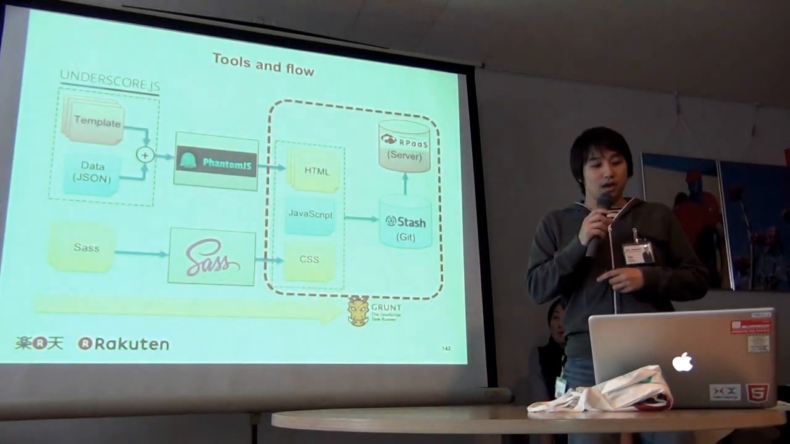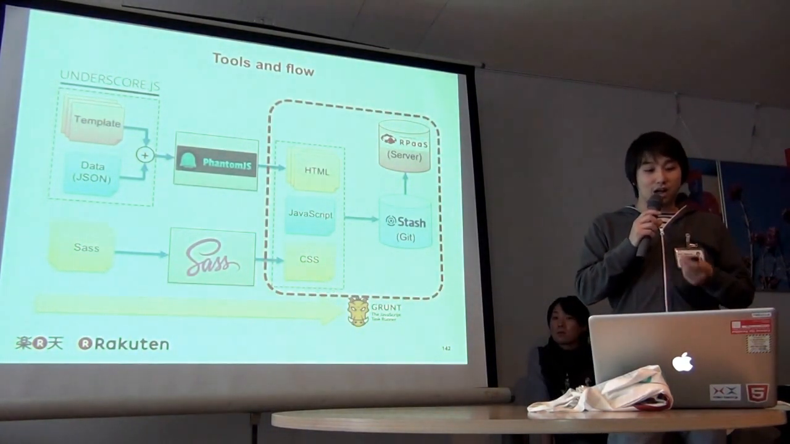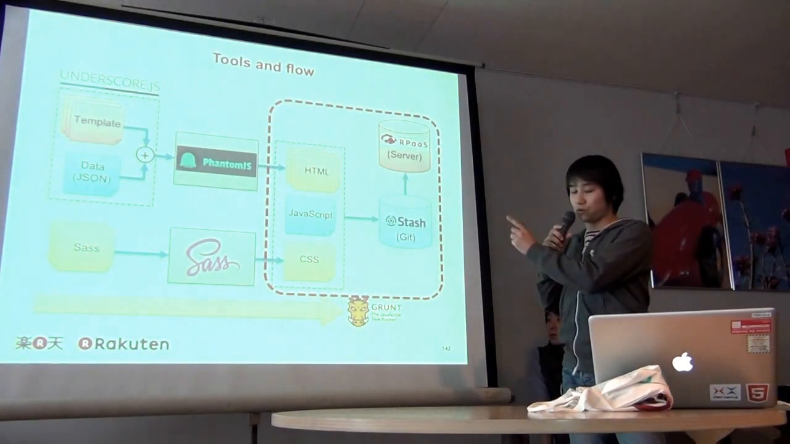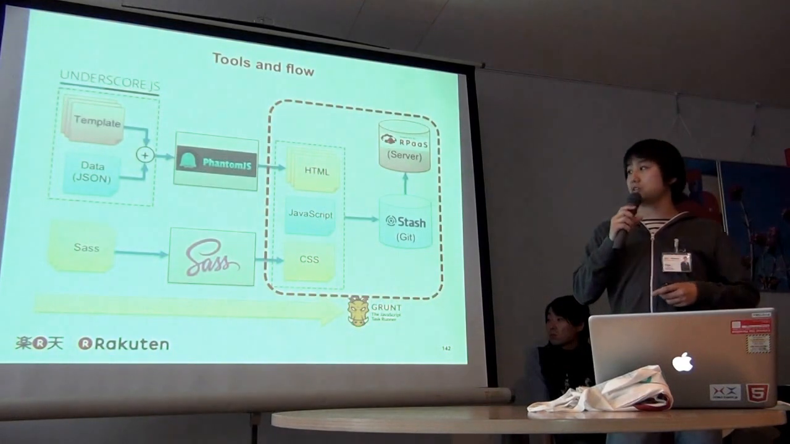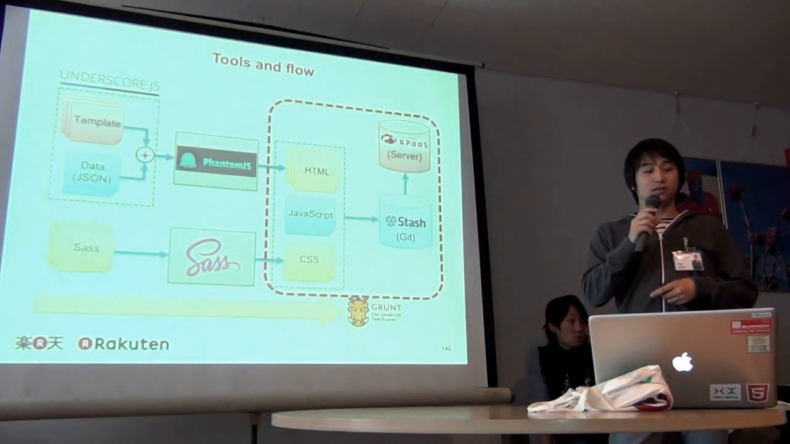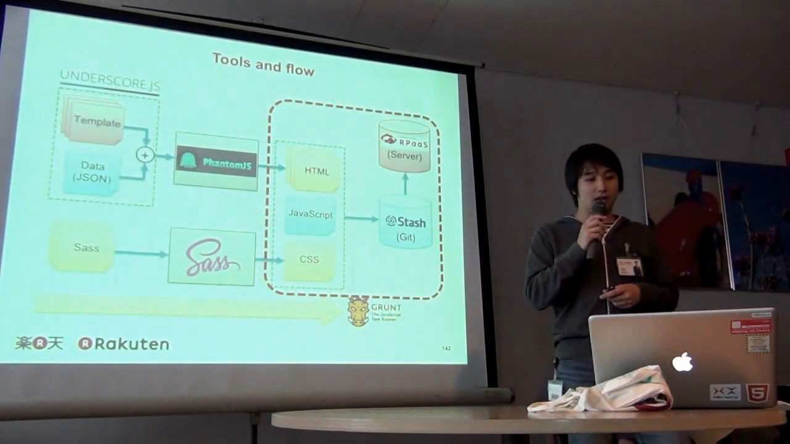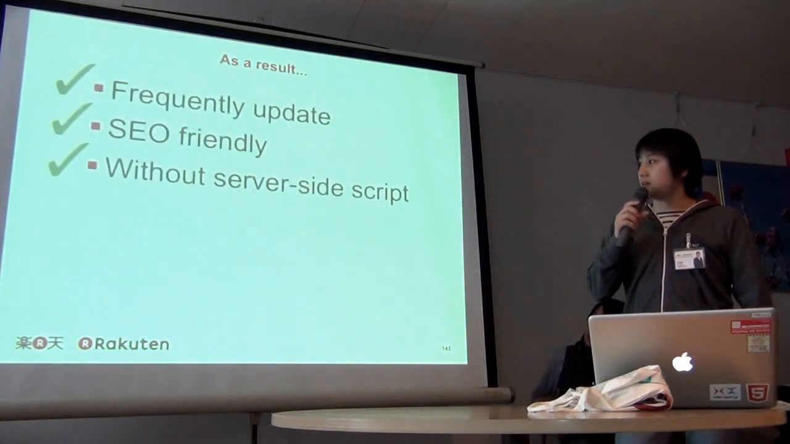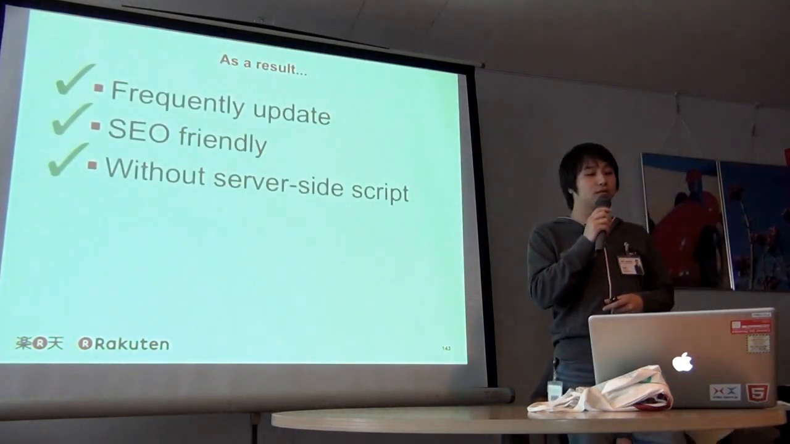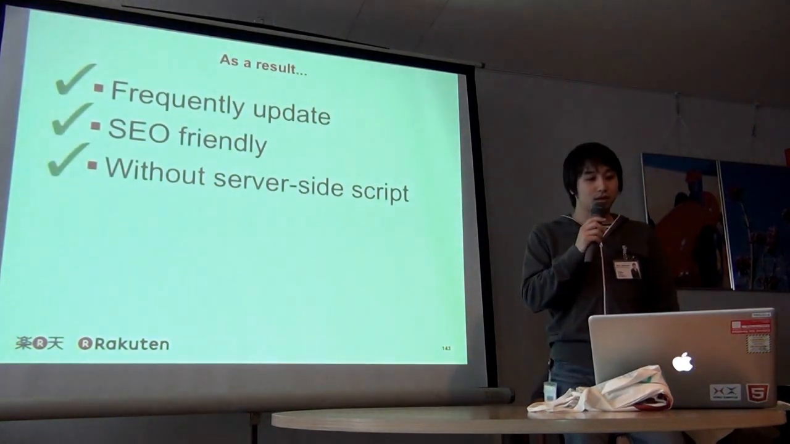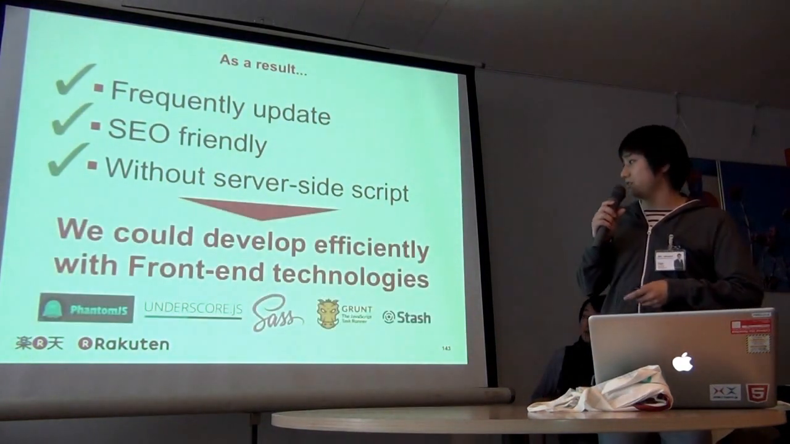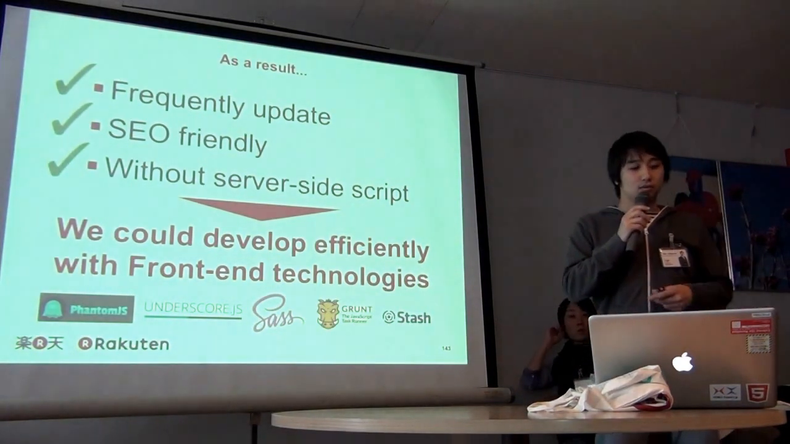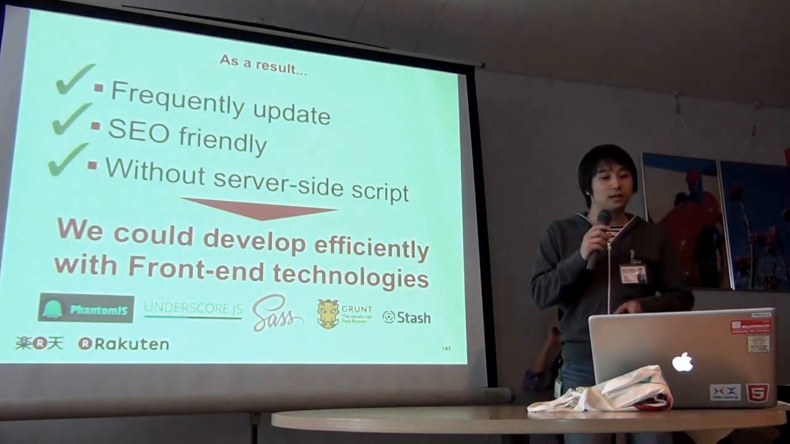Our team and the technology conference staff exchanged files such as JSON files and generated HTML files by using Stash, which is a Git repository like GitHub. As a result, we could meet these requirements, and we could develop efficiently with front-end technologies. That concludes my part. Thank you for listening.